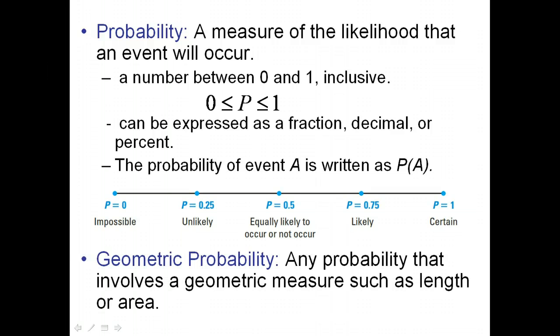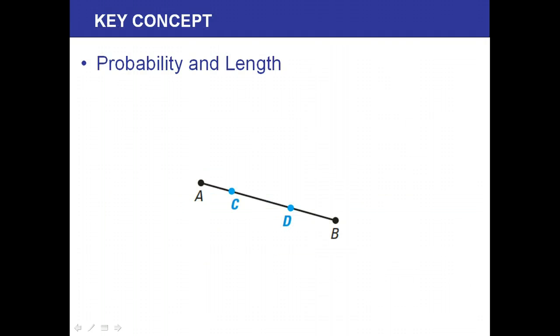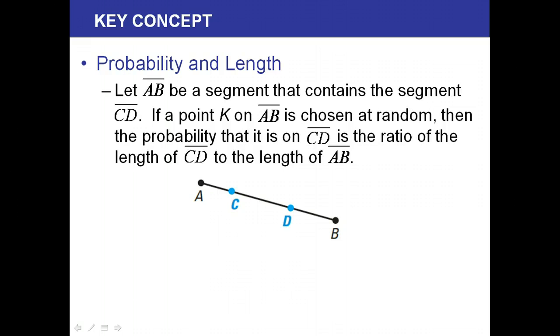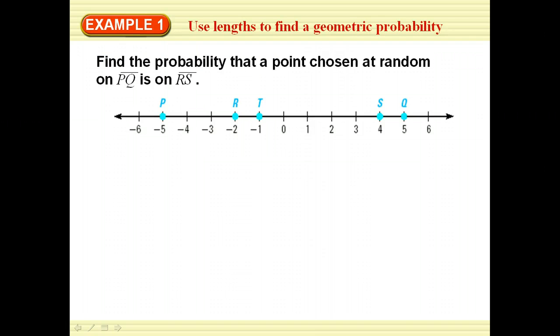Geometric probability is any probability that involves a geometric measure. So, probability and length. Basically, if AB is a segment and on AB lies another segment CD, and a point is picked at random on that line, what we're looking for is the favorable outcomes over the possible outcomes. In this case, the favorable outcomes would be a point inside of CD, so I'll take the length of CD, and the possible outcomes is any point on AB, so I'll take the length of AB. My probability that K is on line segment CD is the ratio of the lengths of the desired line segment and the overall line segment.